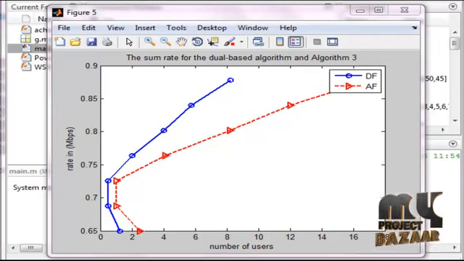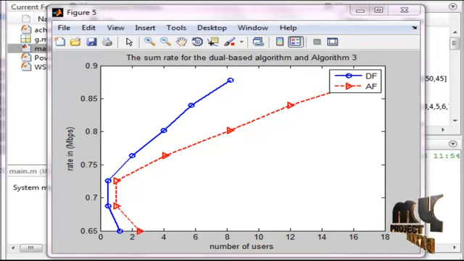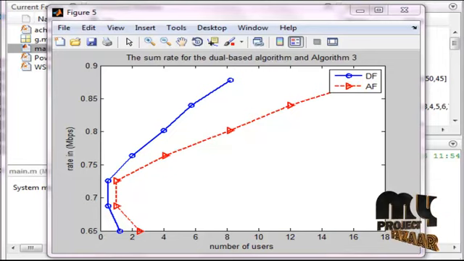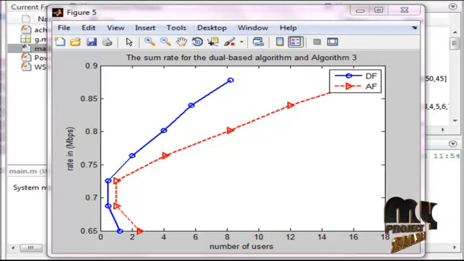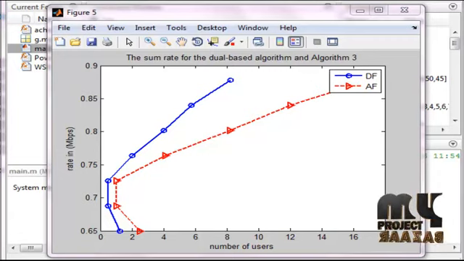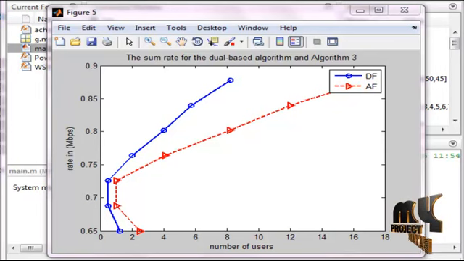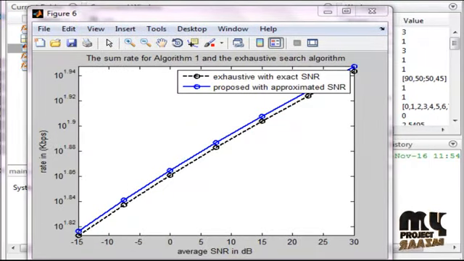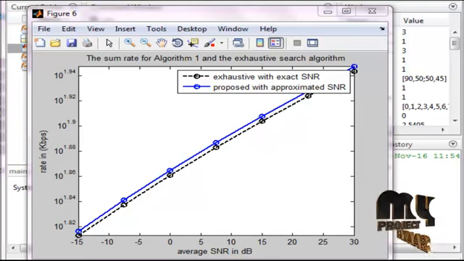This figure uses the third algorithm, the dual based algorithm, which is similar for amplify and forward and also decode and forward. The number of users is on the x-axis, and the rate is in Mbps, that is bits per second. Here the amplify and forward method is the red line, and the blue is the decode and forward. This procedure uses the dual based algorithm, and the figure is denoted as algorithm 3.